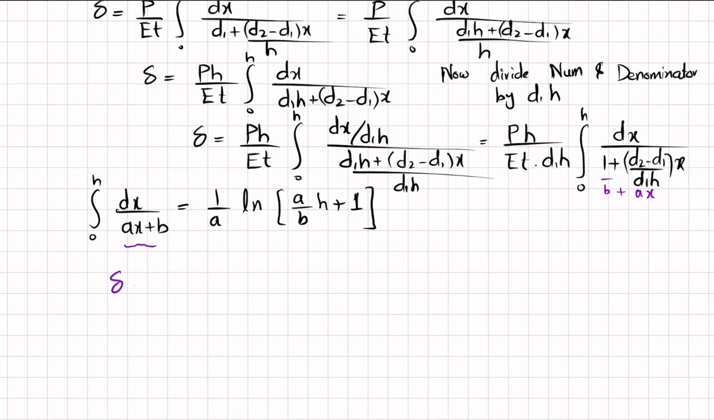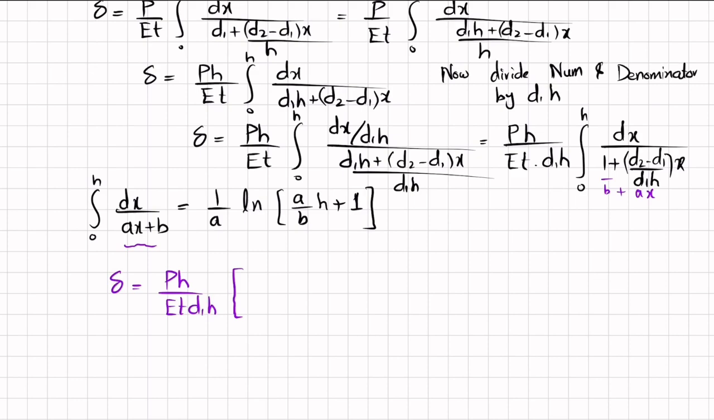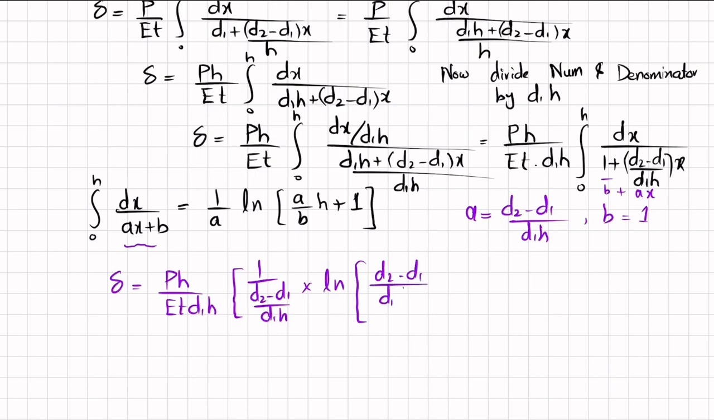So what we will do is that we will get this deflection equal to p into h divided by e t d1 into h, and this whole term we will write in terms of this, and that will be equal to 1 over a. So you can see a is equal to d2 minus d1 divided by d1 into h, and b is equal to 1. So 1 over a, so 1 over d2 minus d1 divided by d1 into h, into ln of a by b. So a is d2 minus d1 divided by d1 into h, divided by b. b is equal to 1. So we multiply this by h plus 1.